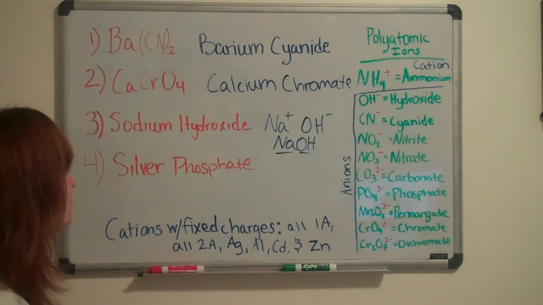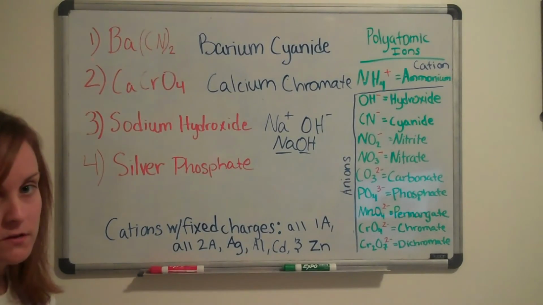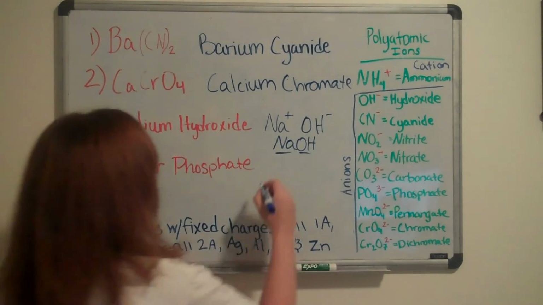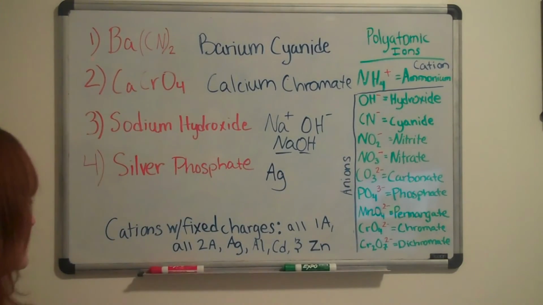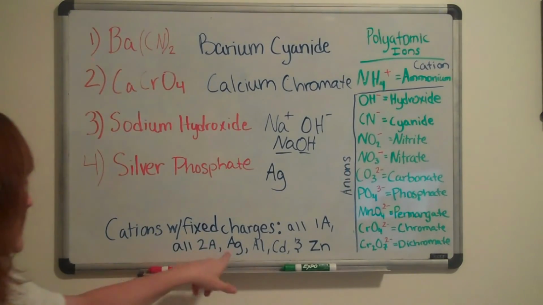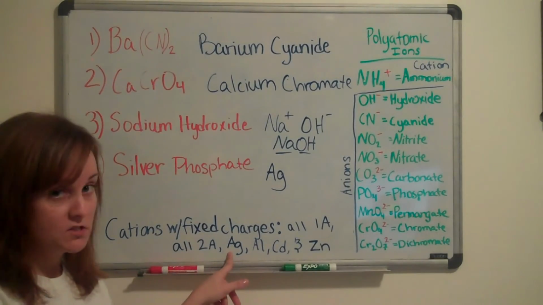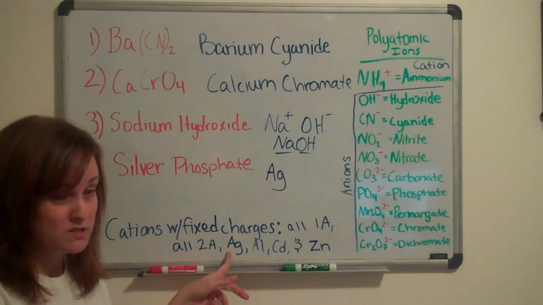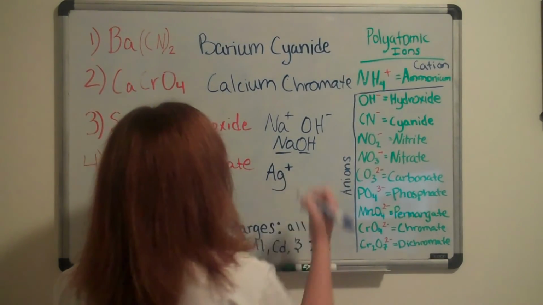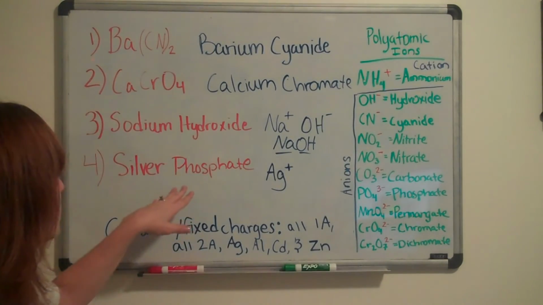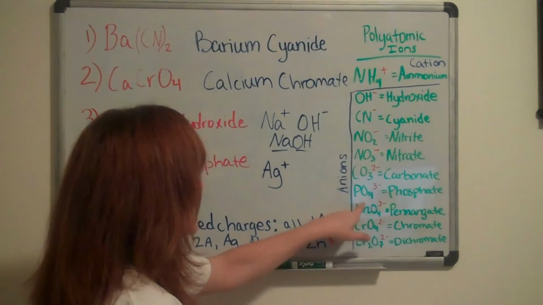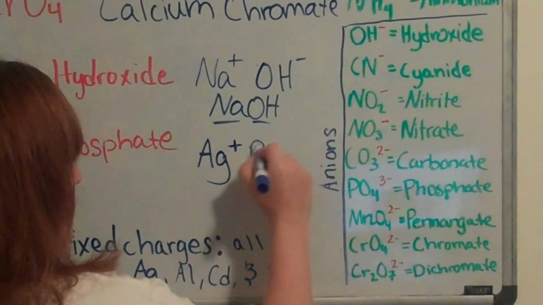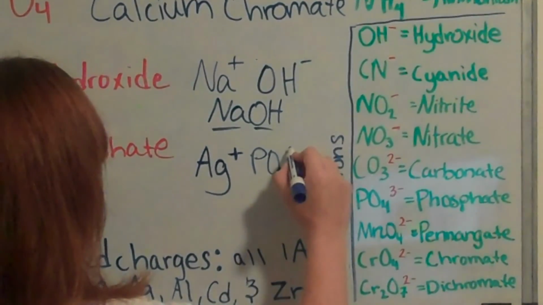Fourth example, silver phosphate. We look on the periodic table and see silver. The symbol for silver is Ag. And this you don't know yet, I guess, but silver does have a fixed charge. It can only form silver +1. And then we look on our polyatomic ion list and we see that the formula for phosphate is PO4 -3.